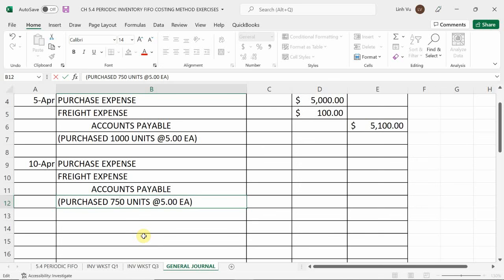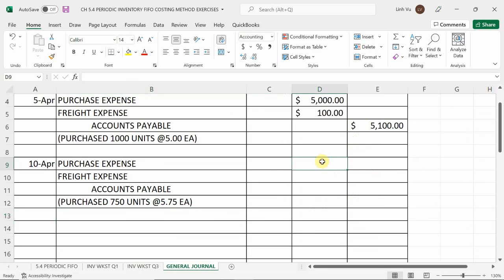bought 750 units at $5.75 each. Okay? So in this case, what is my total purchase price or purchase expense? If I bought 750 units at $5.75 each, what's my total purchase expense? $4,312 with this system. Good.